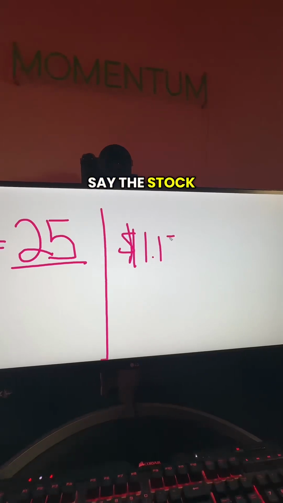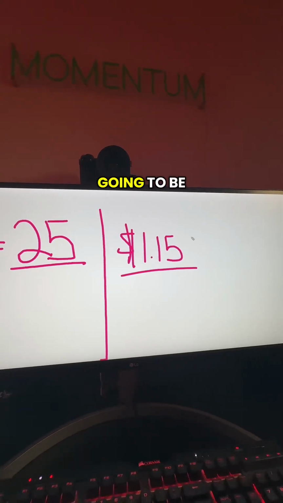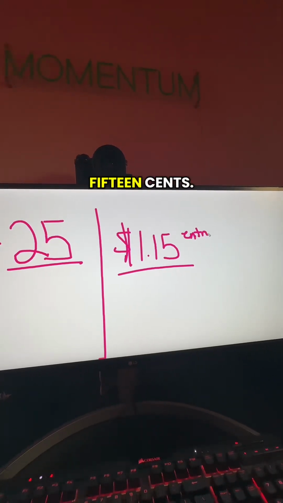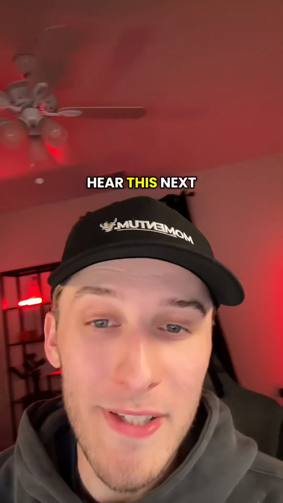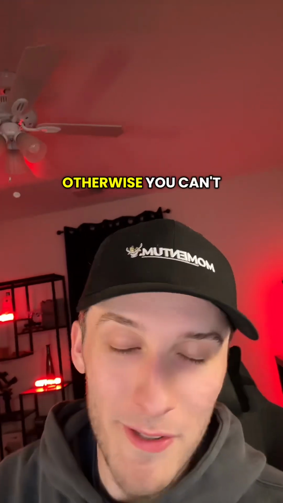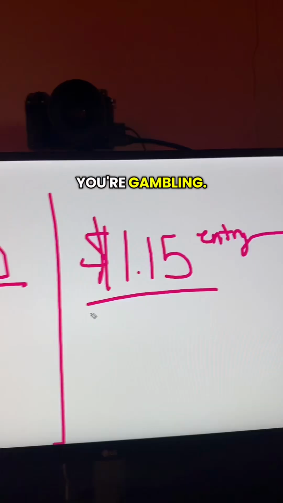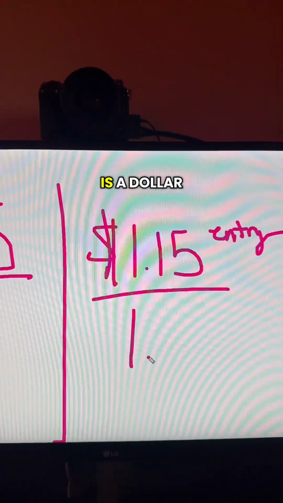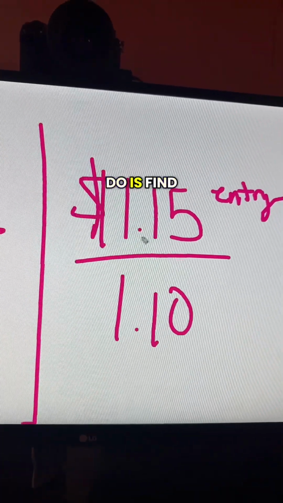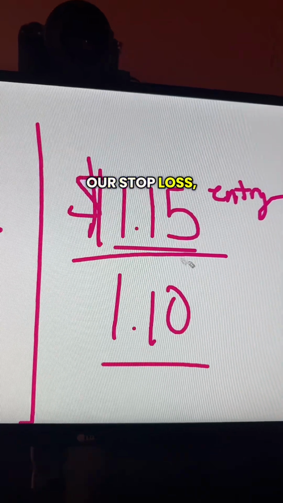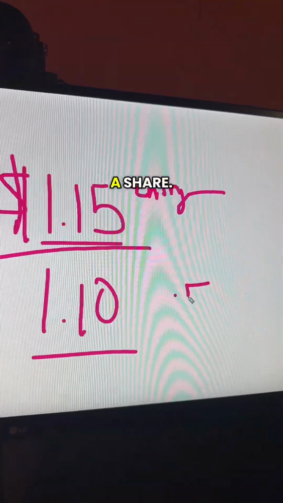Now let's just say the stock you're trading is at $1.15 and this is going to be your entry price, $1.15. Most of you aren't going to want to hear this next part, but you have to have a stop loss, otherwise you can't size properly. You're gambling. Let's just say in this example, your stop loss is $1.10. What we're going to do is find the difference between our entry and our stop loss, which in this case is 5 cents a share.